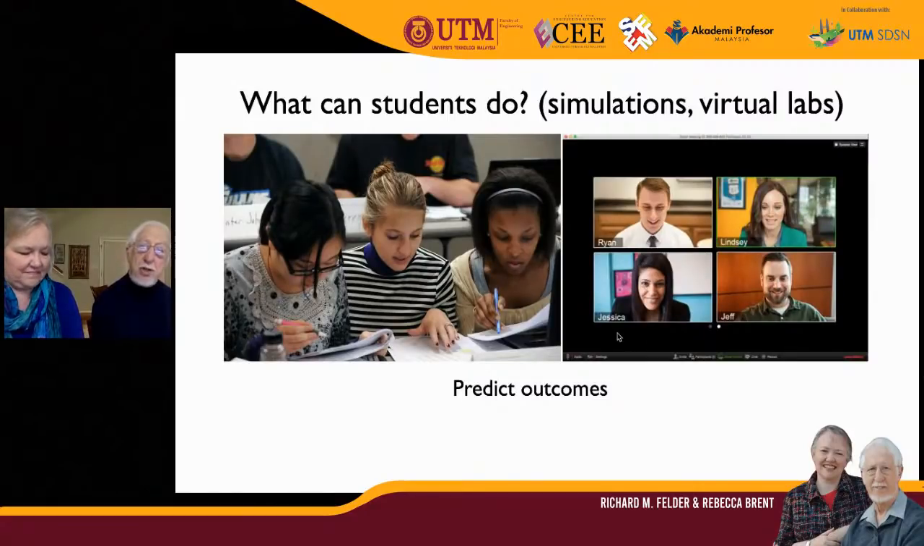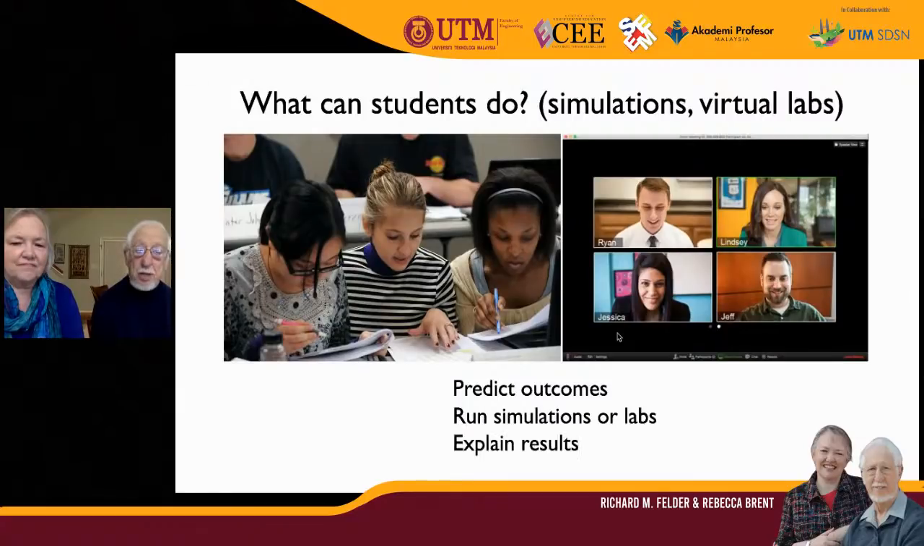So what can you ask students to do if you have a situation like this? One thing you can do is if they're going to be running an experiment, before they run it, you can say, predict the outcome. What do you think will happen when you run the experiment that has this description? And they can enter their prediction. Then they can run the simulation or they can run the laboratory experiment and see what happens.